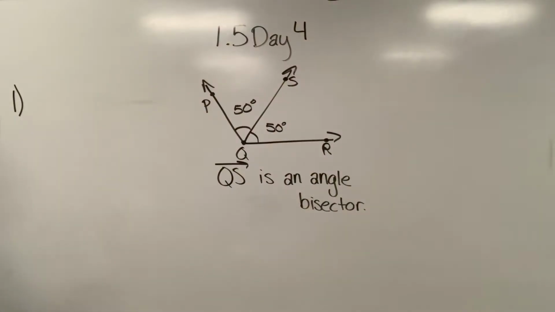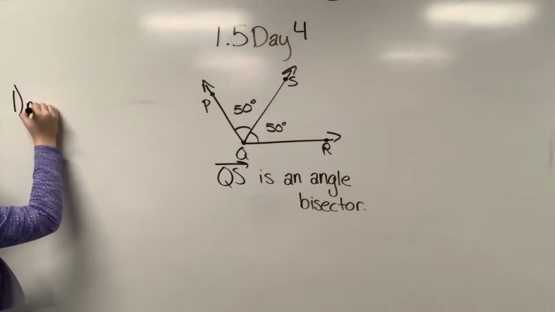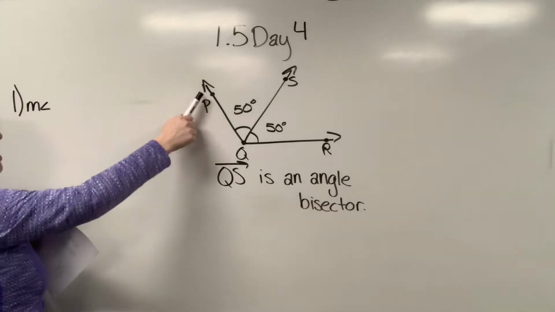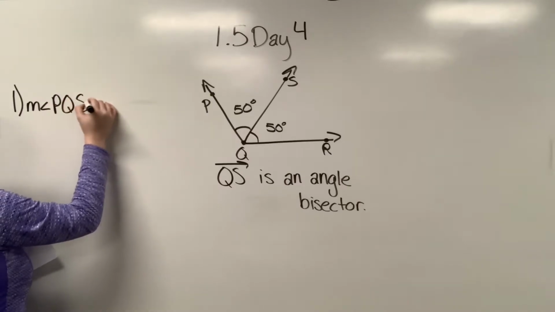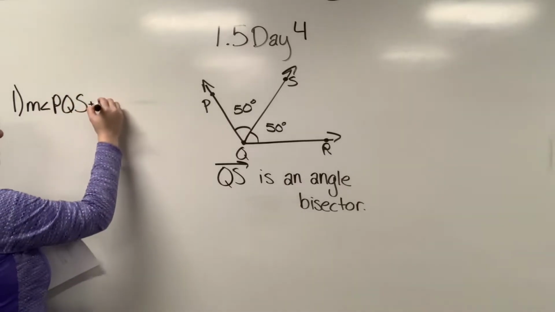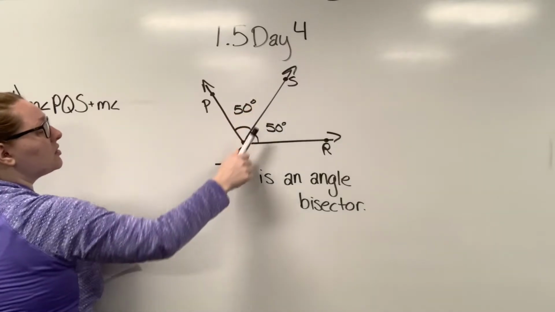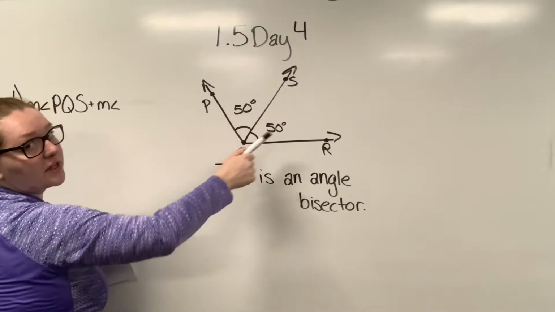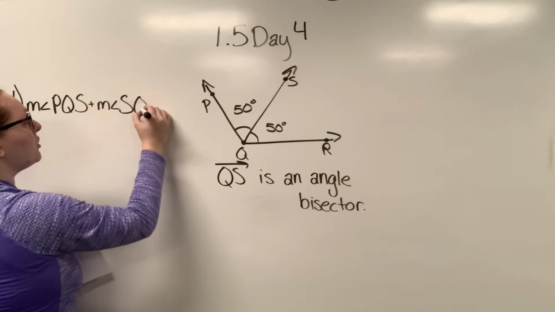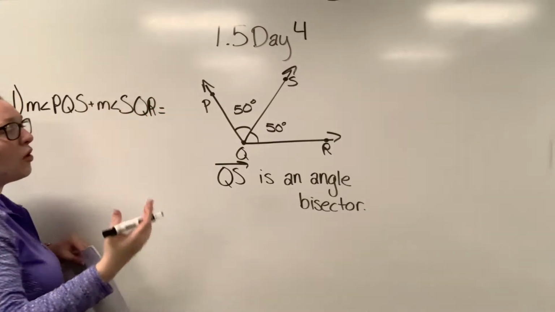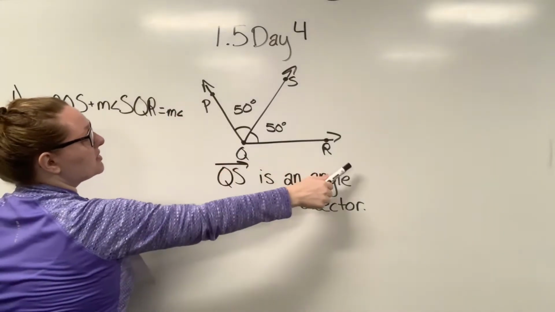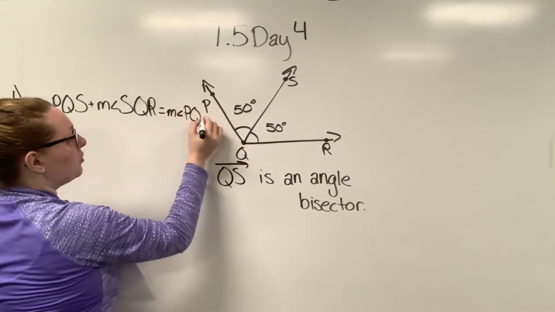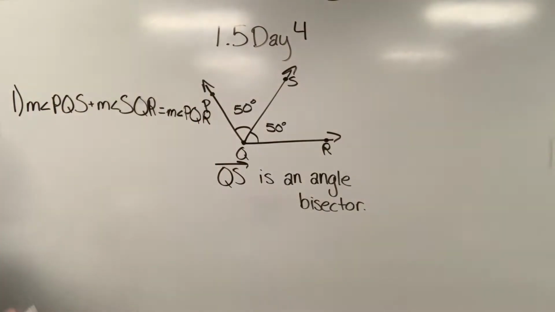So step one, we have to set up. We're going to say the measure of angle, and then side, vertex, side, PQS, plus the measure of angle SQR, side, vertex, side, SQR, is equal to the whole thing. So the measure of angle, side, vertex, side, PQR.